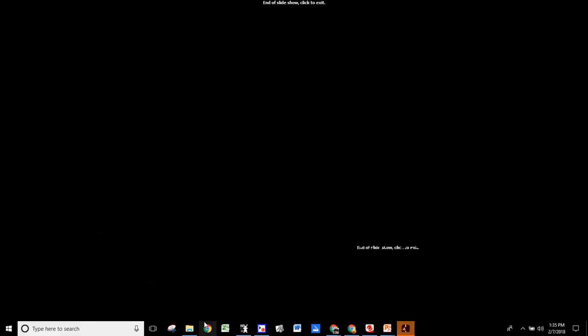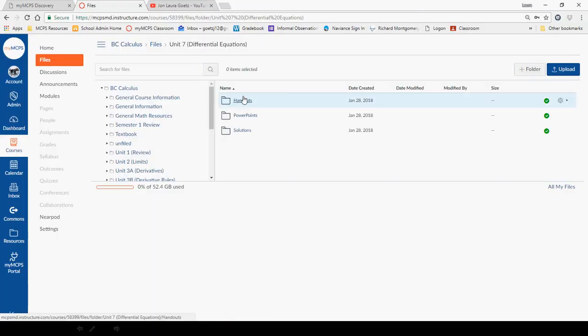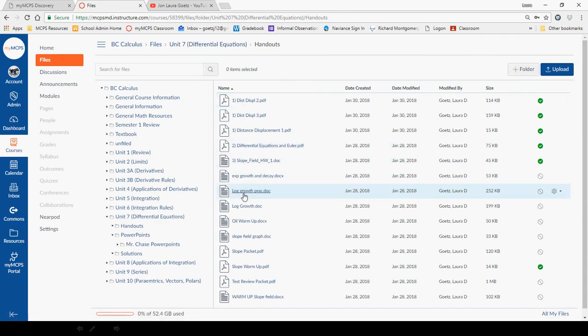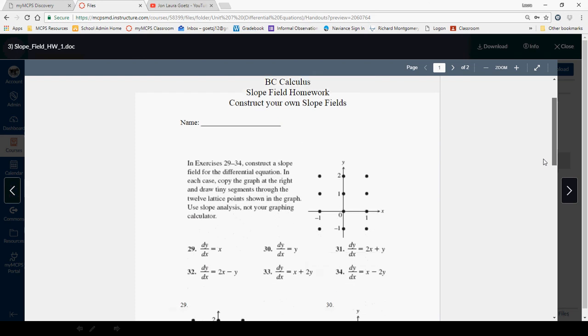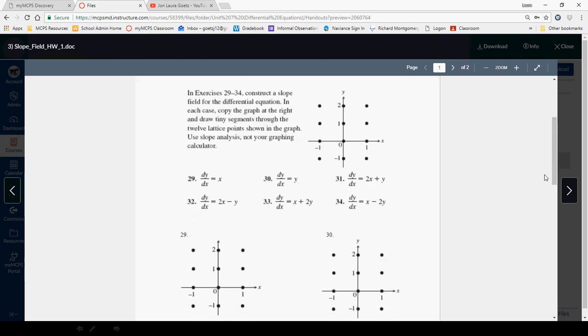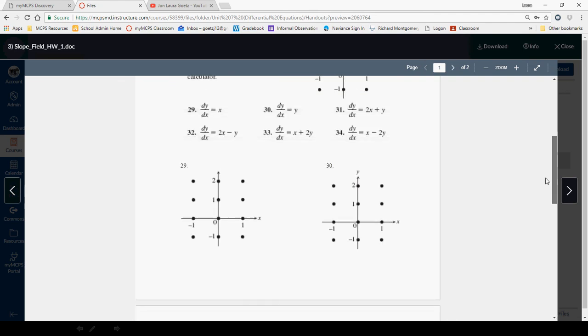So that's it. All you need to do is go to the Canvas work site, and under handouts you will see the slope field homework number 1, and you can see that we just did number 32 here. Your only practice is just drawing these other ones. Okay? So not too bad.